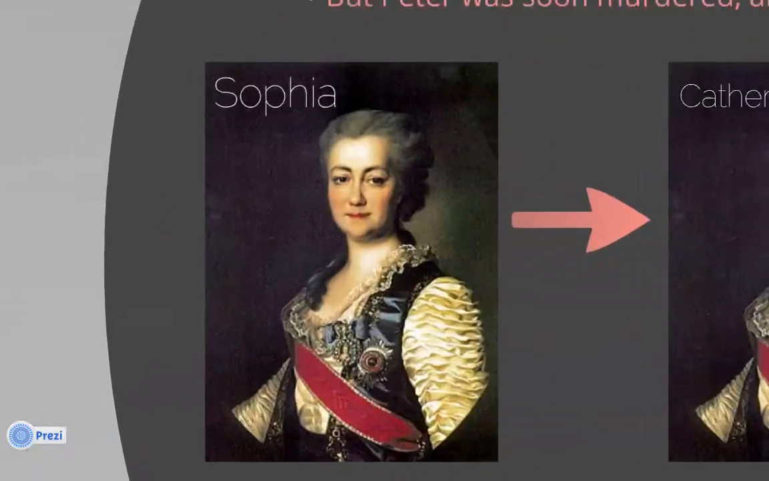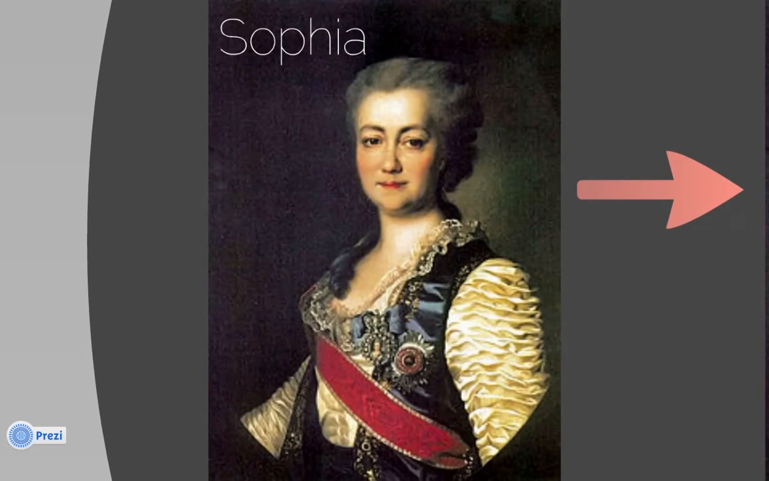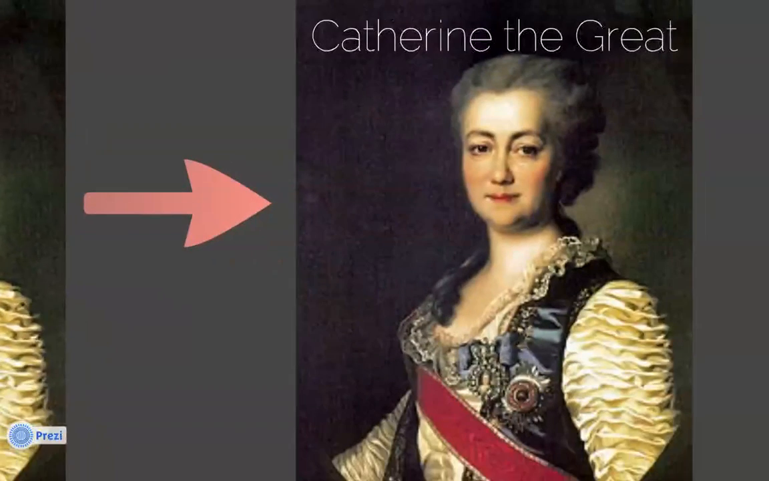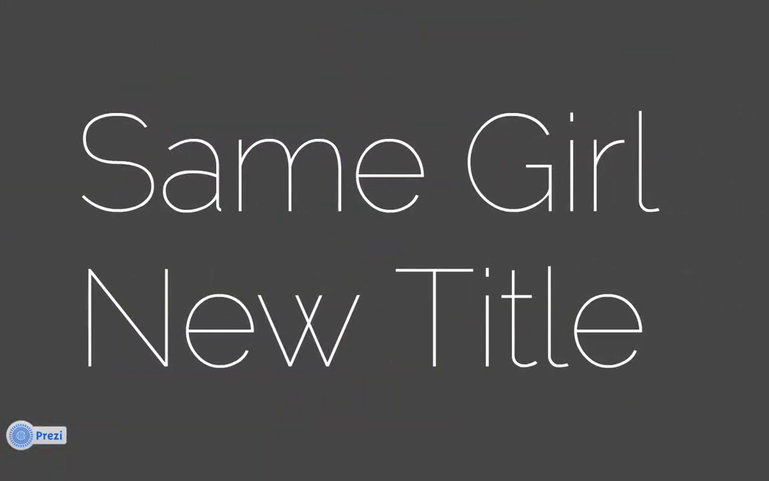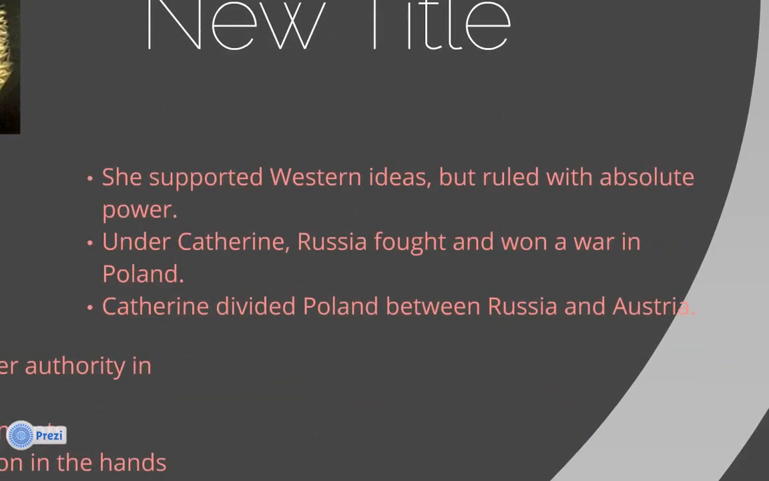Now, she is still the same person. Her name was Sophia, and eventually she changes it to Catherine the Great. She's still the same lady. She just has a new title and a new position. Now, she's also going to support Western ideas. Remember previously I talked to you about Westernization. She's going to adopt Western ideas, but she's still going to believe in absolute power. Like, I'm the queen, what I say goes. But I do like a lot of the ideas in Western culture, so the western coast of Europe.